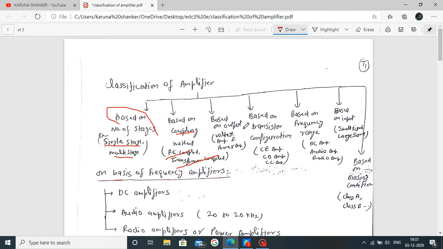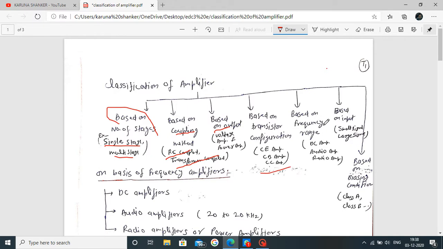Next, we see the classification based on the output, how we take the output. This is described as the voltage amplifier and the power amplifier, meaning we take the output either as voltage or as power. And next, based upon the transistor configuration, we have already seen the three types: the common emitter amplifier, the common base amplifier, and the common collector amplifier.